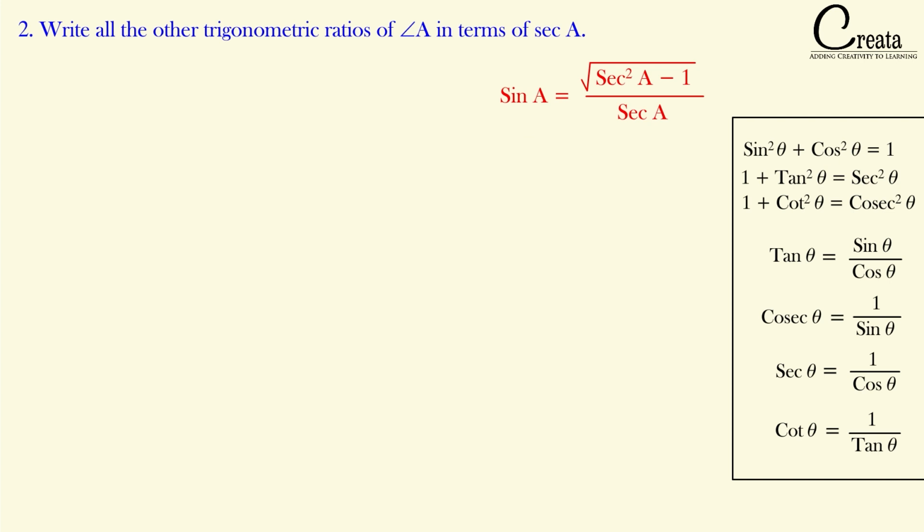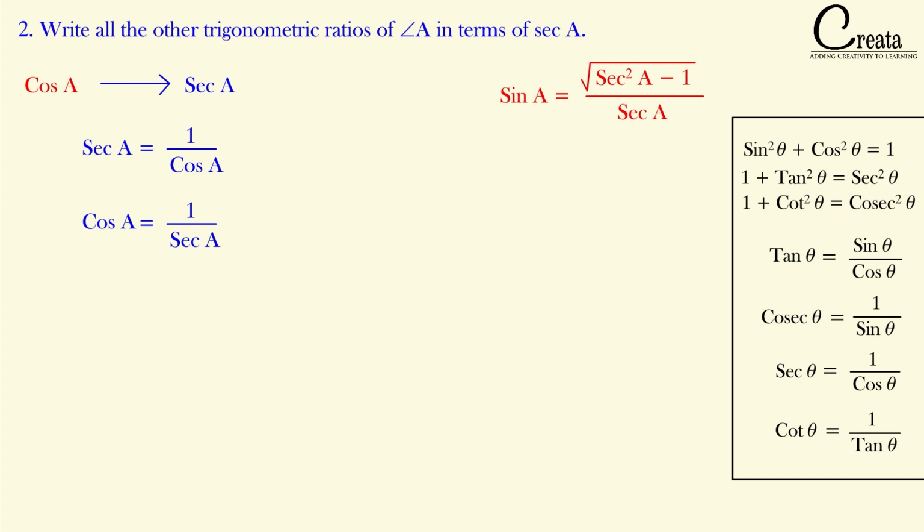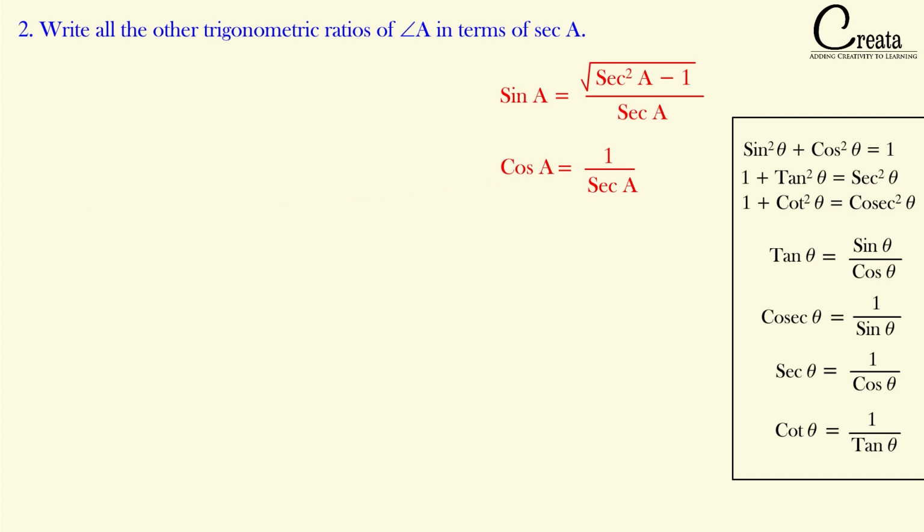Let's find the value of cos. We have to express cos in terms of sec. How we will do that? That is a direct relation. We know cos and sec both are reciprocal of each other. Sec is equal to 1 upon cos and cos is equal to 1 upon sec. So we got cos A is equal to 1 upon sec A. That is the answer. We have expressed cos in terms of sec. Easy? Now we got the value of sine and cos.